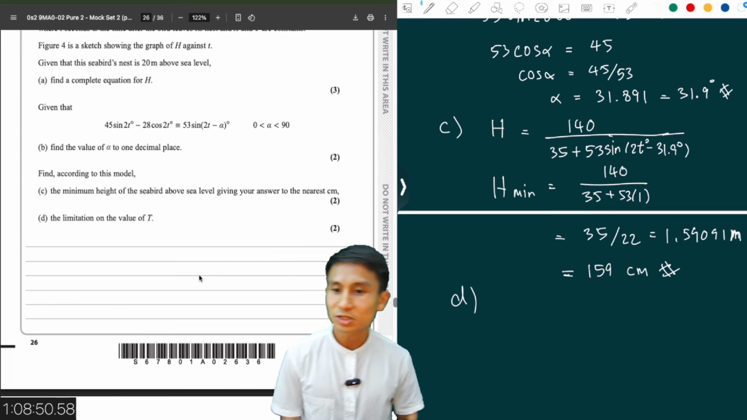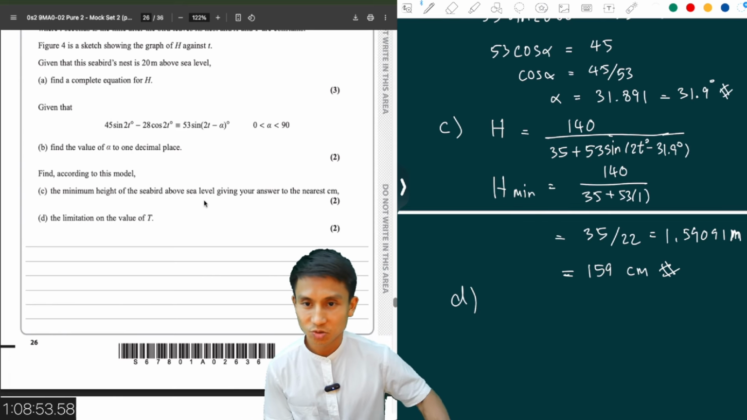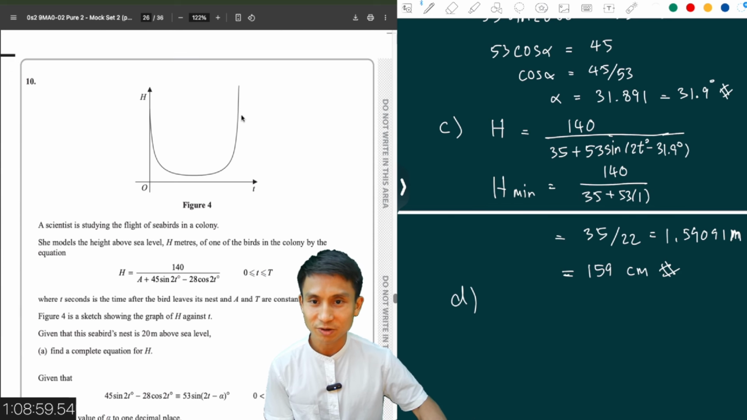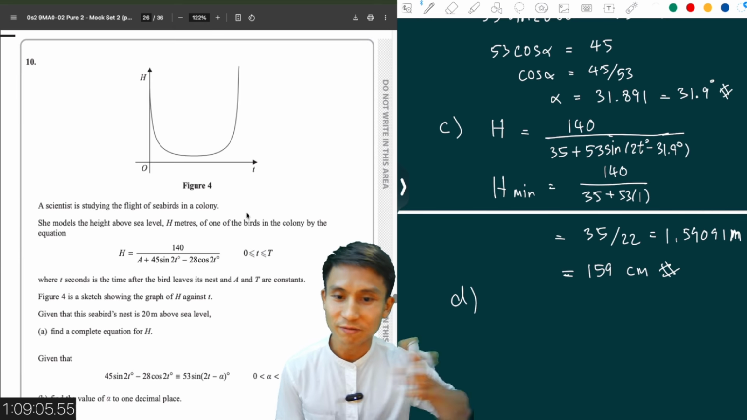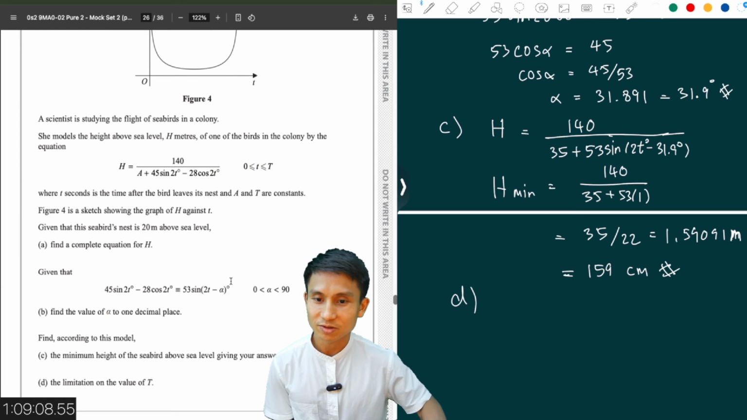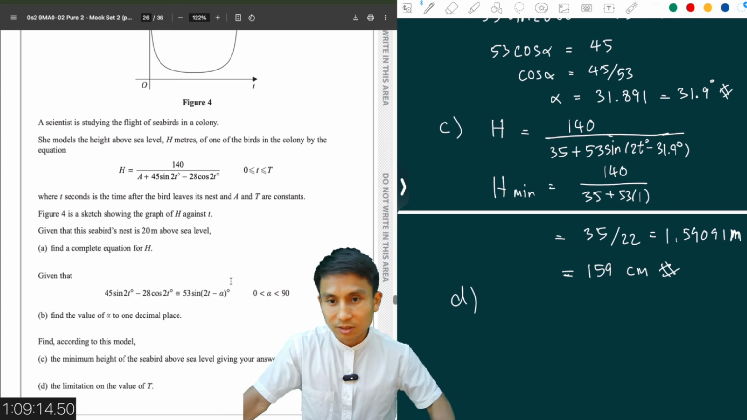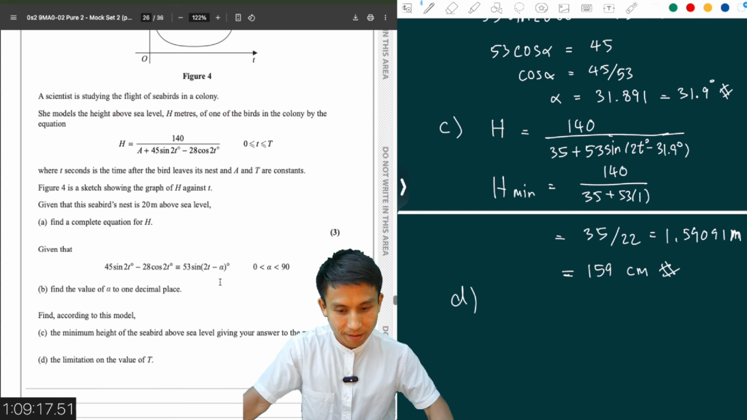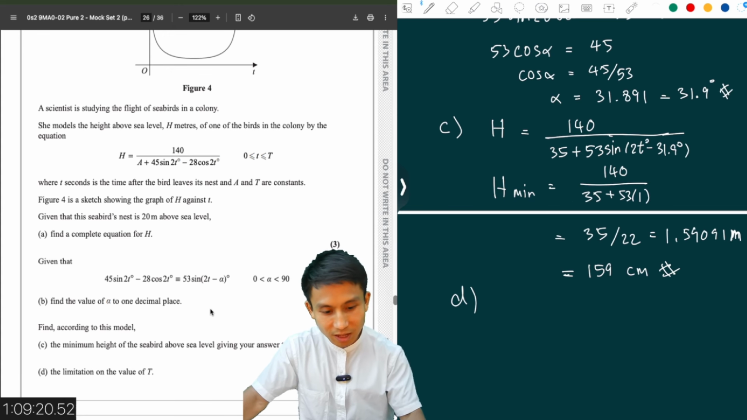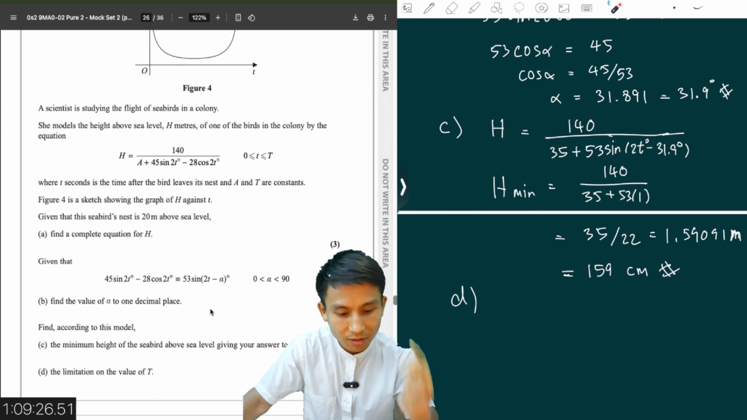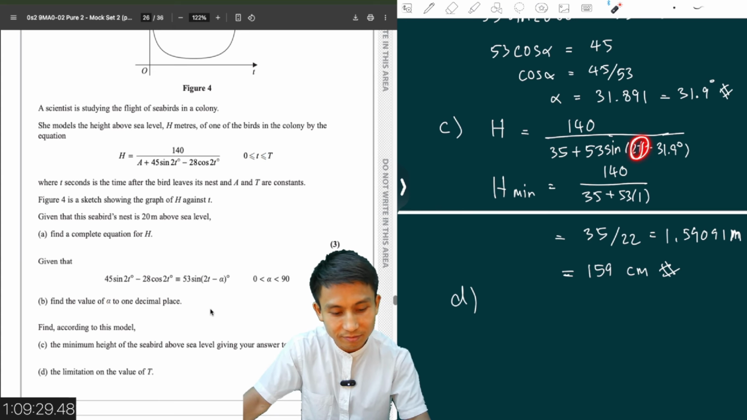D, the limitation on the value of t. It seems like the value of t cannot go further than a certain point, whatever that is. If we try to make t go to infinity, what do we have? Yes, there is a limitation there. If we consider our function again, if t is too great, what happens?